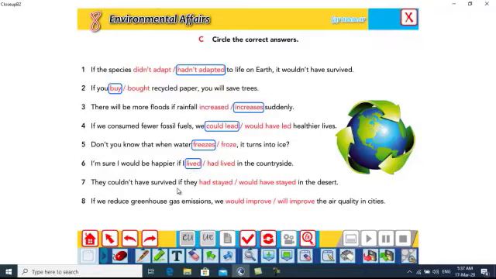They couldn't have survived. Couldn't have survived. Could instead of would. They couldn't have survived if they. This sentence is in the third conditional, and the correct answer must be past perfect, and the past perfect, of course, had stayed. Sentence number 8: If we reduce greenhouse gas emissions, if we reduce, this is present simple, and the other sentence must be will plus infinitive. The correct answer, will improve. Okay, now let's move to the next exercise. Exercise D.